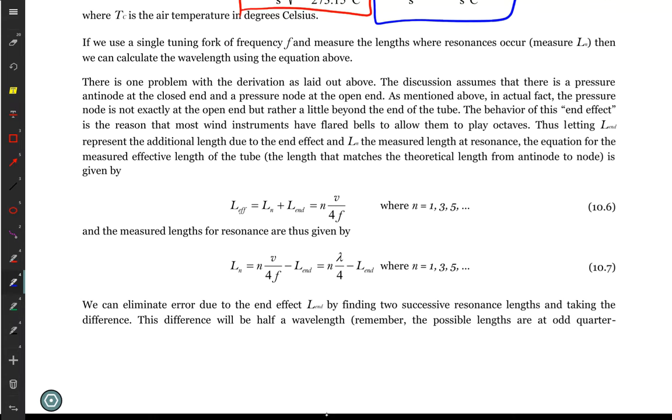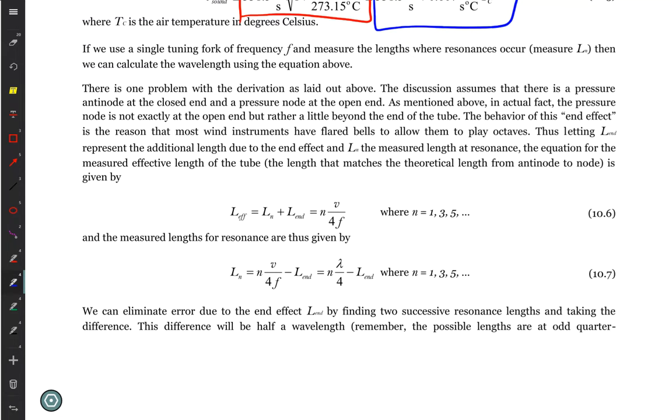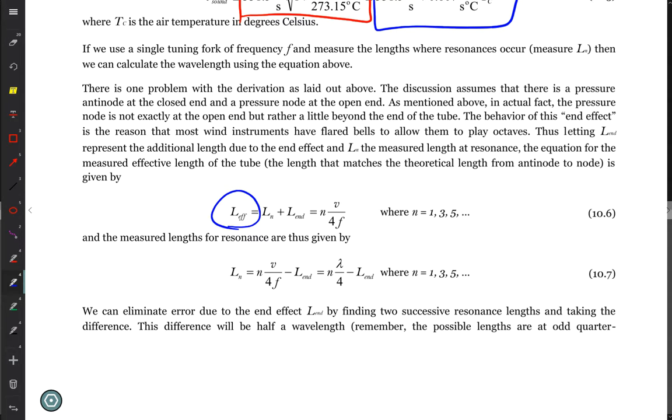Why make a graph? Well, one thing I told you wasn't exactly correct. I said the open end of a tube was a pressure node. It turns out the pressure node is not right at the end of the tube. It's a little bit farther out. That distance out has to do with the diameter of the tube. And so we call that the end effect. So the effective length is the length you measure. The L sub n is the measured length. Measured starts with an M. Plus that end effect length.